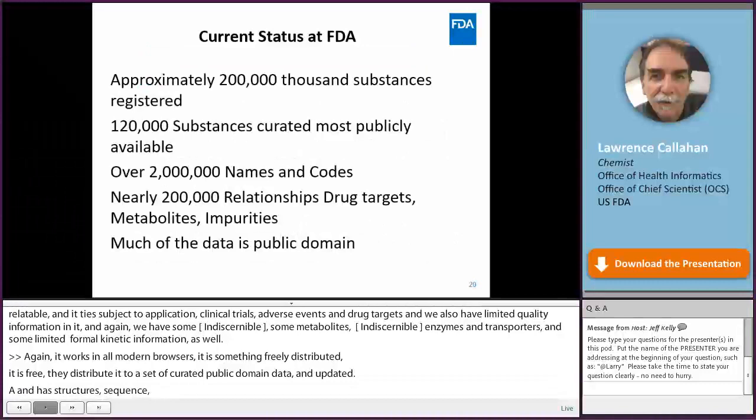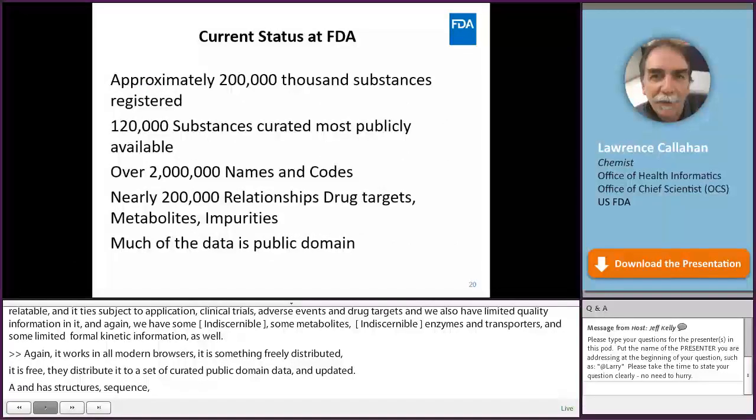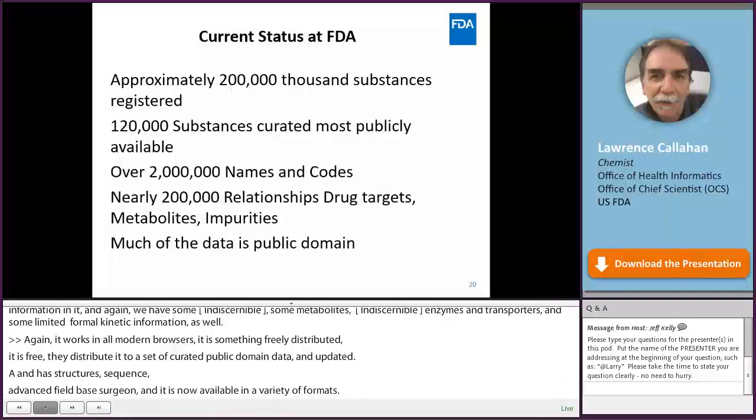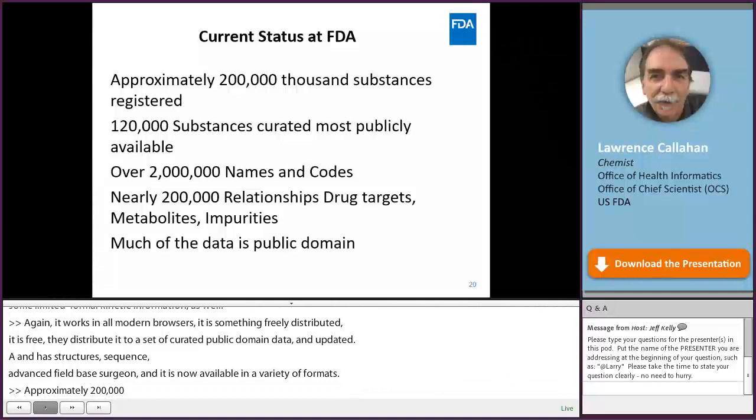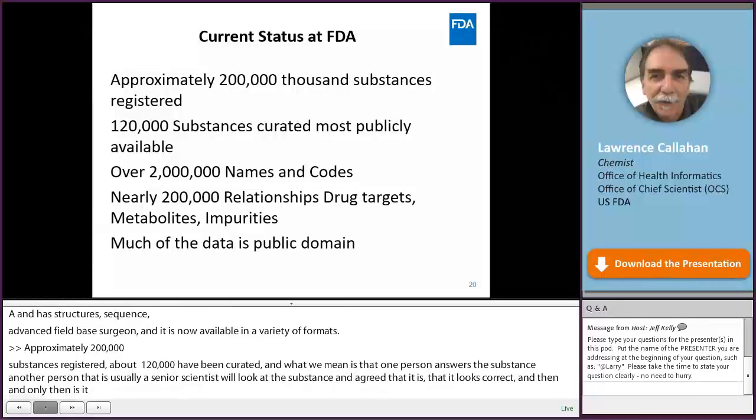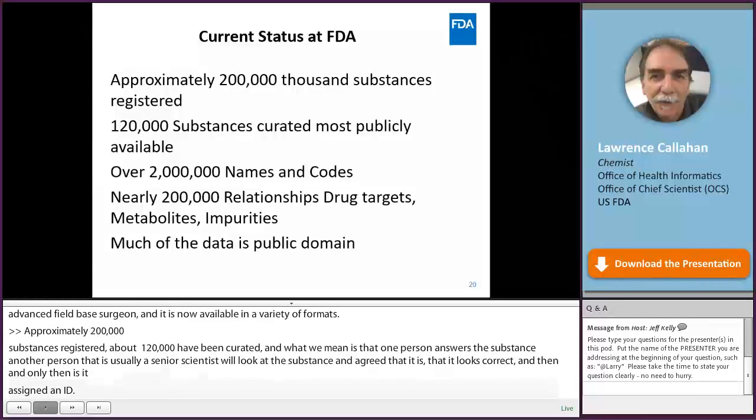Current status at FDA, there's approximately 200,000 substances registered. About 120,000 have been curated, and the way they get curated is that one person enters a substance, another person, usually a senior scientist, will look at the substance and agree that it looks correct, and only then is it assigned a permanent ID. And we have over 2 million names and codes that are associated with substances, and nearly 200,000 relationships to drug targets, and much of the data is in the public domain.